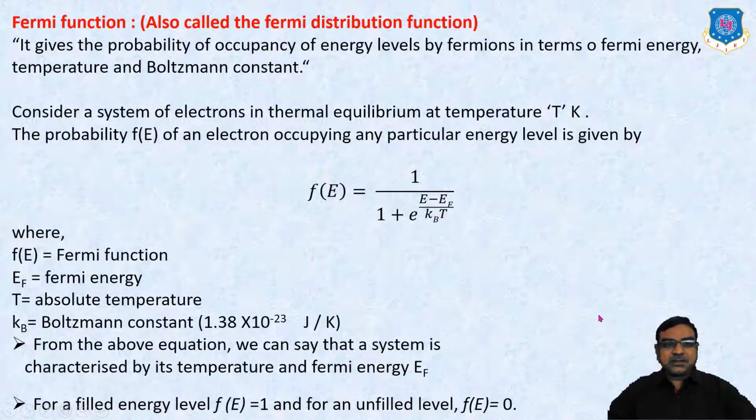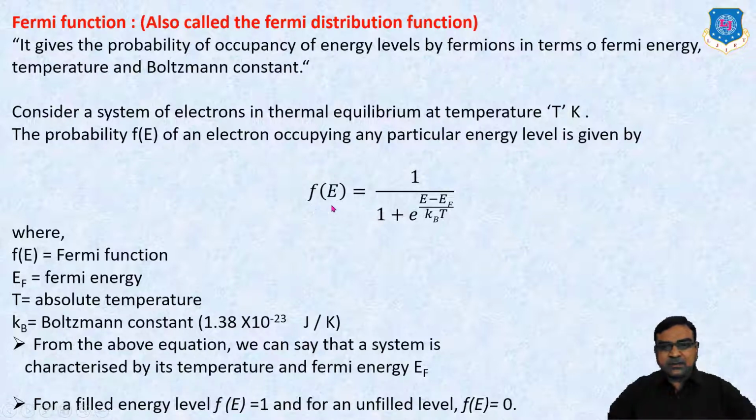Now the Fermi function, also called the Fermi distribution function. It gives the probability of occupancy of energy levels by fermions in terms of Fermi energy, temperature and Boltzmann constant. Consider a system of electrons in thermal equilibrium at temperature T in Kelvin. The probability f(E), which is a function of E, of an electron occupying any particular energy level is given by this equation.